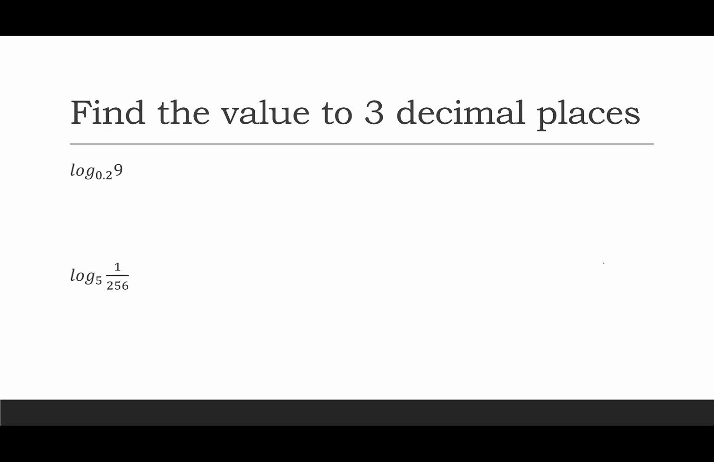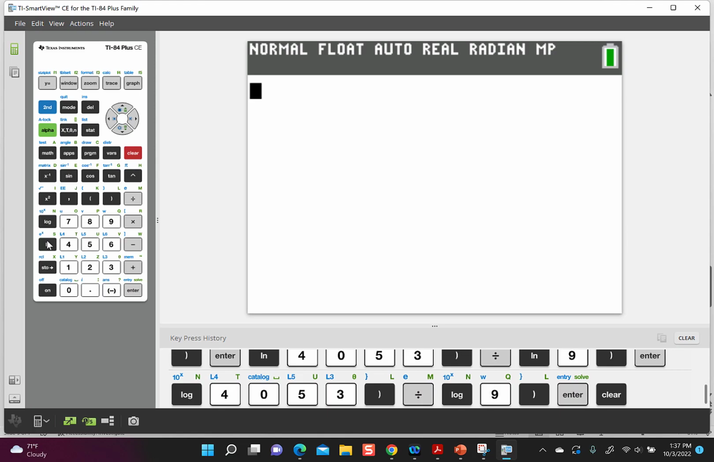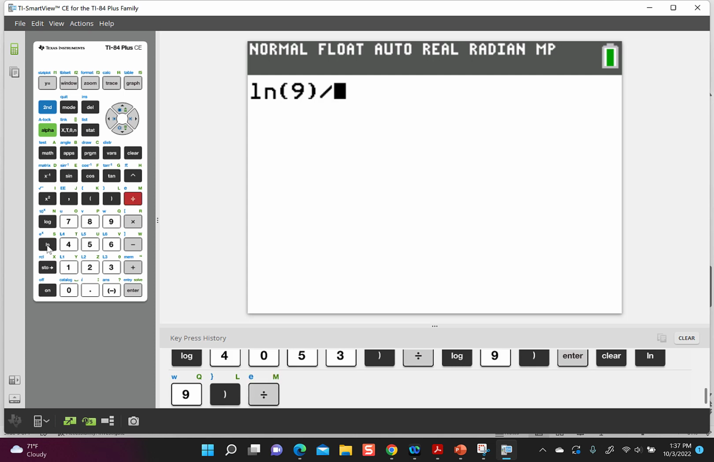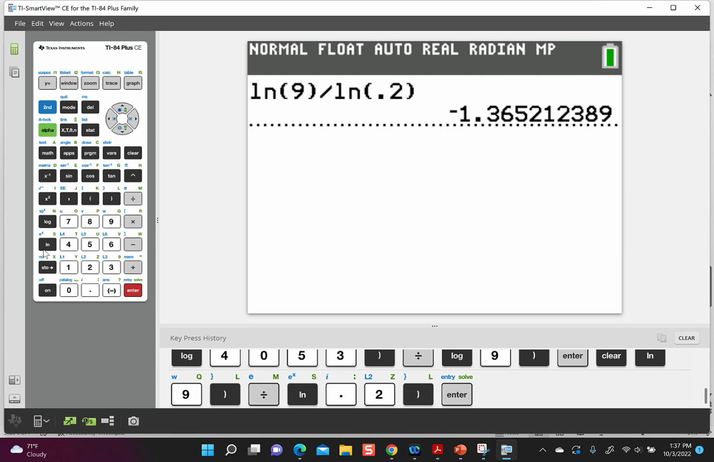Let's try that with some different looking numbers. So I have the log base 0.2 of 9. So let's try the natural log of 9 divided by the natural log of 0.2. And again, notice I am closing parentheses every time. There's my answer.